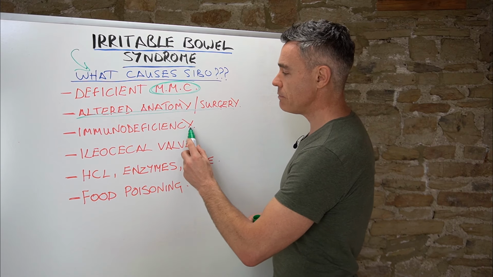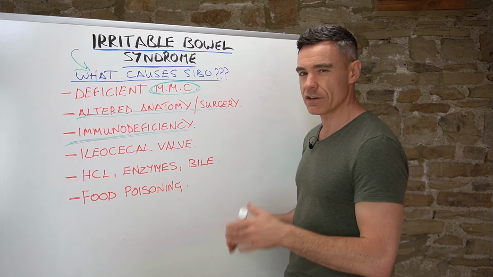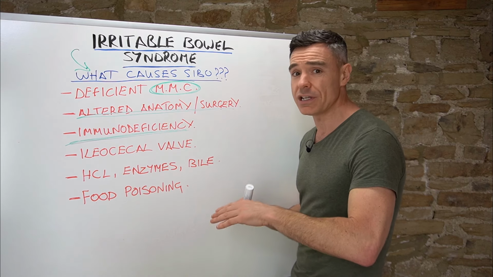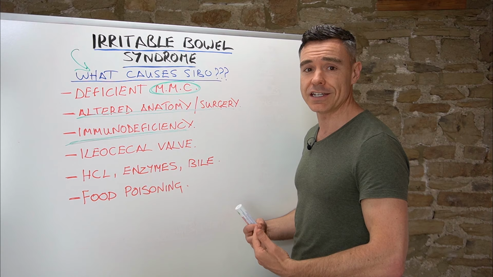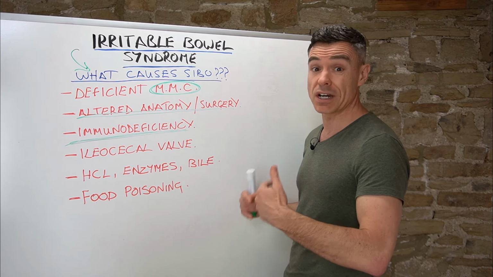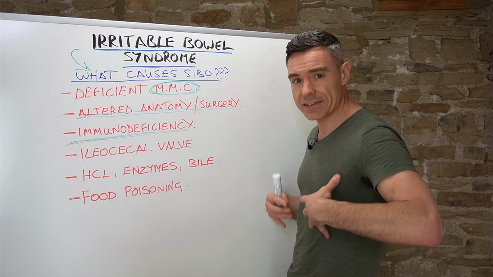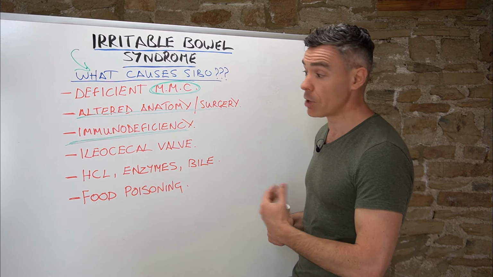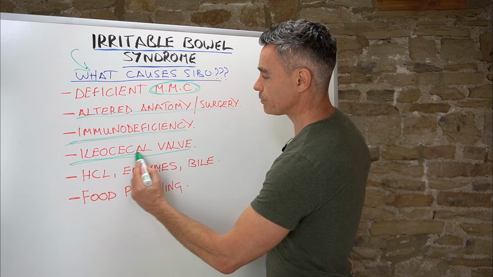Then we have immunodeficiency. An immunodeficiency is more like a frank immunodeficiency, so not just a mild immunodeficiency, but really low levels of immune function in the mucosa, the mucosal lining of the intestine. That might be genetic. It could be caused by some kind of a disease that you have, autoimmune diseases that affect the tissues in the digestive system, for example, like scleroderma, among other things. Then you have possible problems with the ileocecal valve.